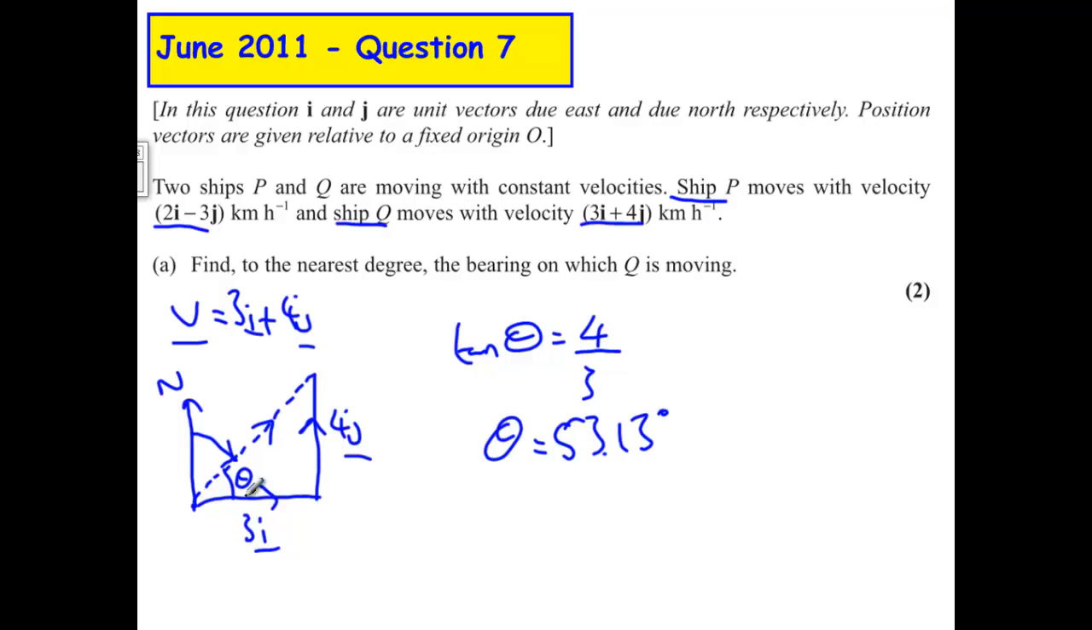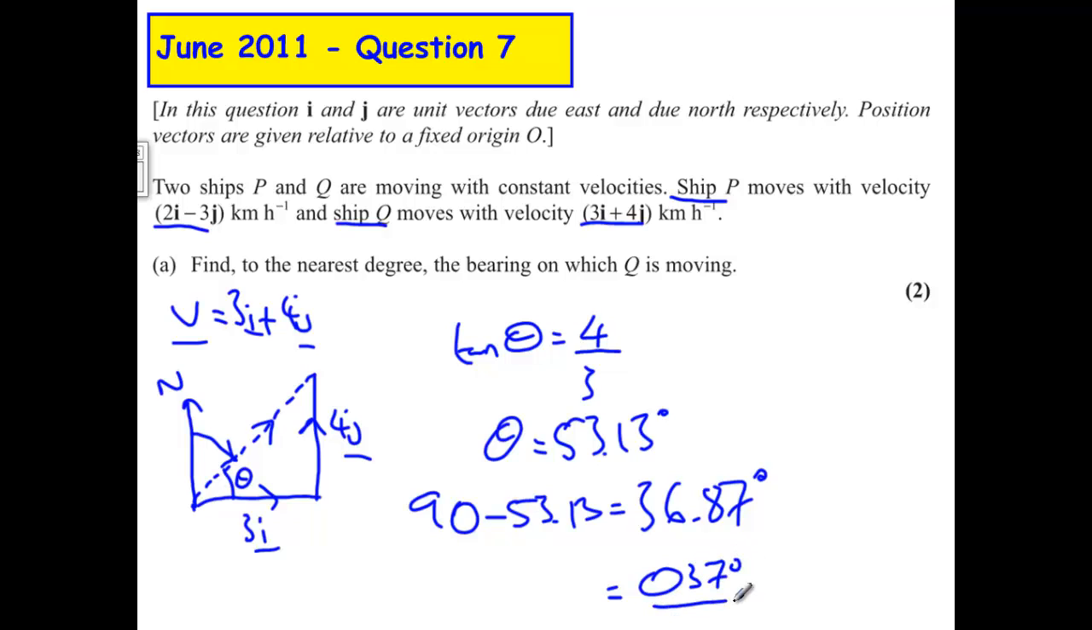So because this is a right angle, to find this bearing measured from north, I'm going to take my value of theta away from 90. So 90 take away 53.13 gives me 36.87. So my bearing, remember we want this as a 3-figure bearing, I'm just going to round it to the nearest whole number, so 037 degrees, and that is this angle here from north round to the vector.